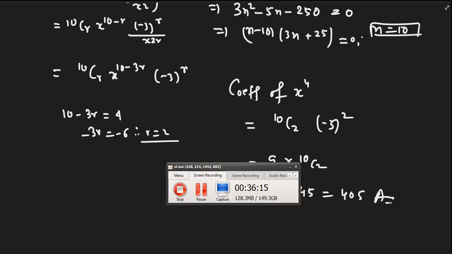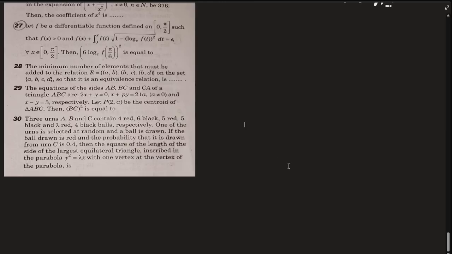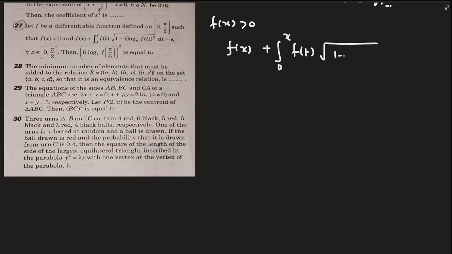Now going to solve another question. Now we have question number 27. Here you notice that in this question, let f be a differentiable function on the closed interval 0 to pi by 2 such that f(x) is a non-negative function, and it is also given that f(x) plus the integral from 0 to x of f(t) times the square root of 1 minus (log base e f(t)) whole squared is e. Now we have to calculate this value.